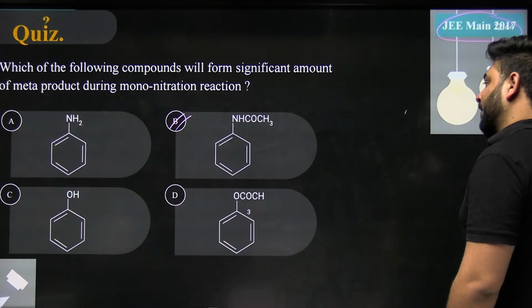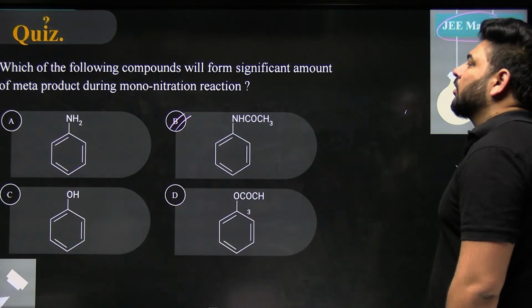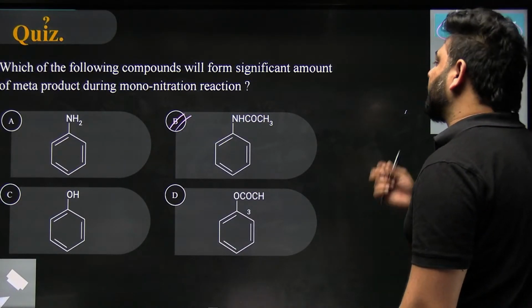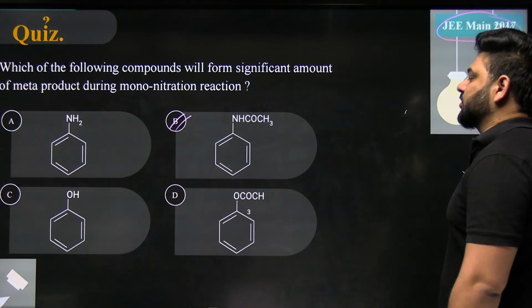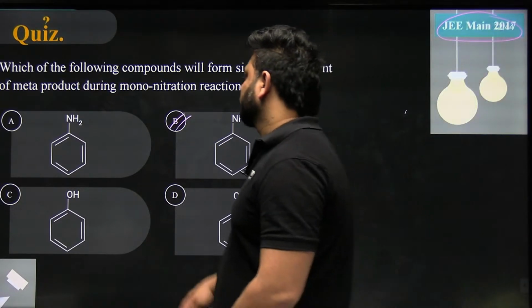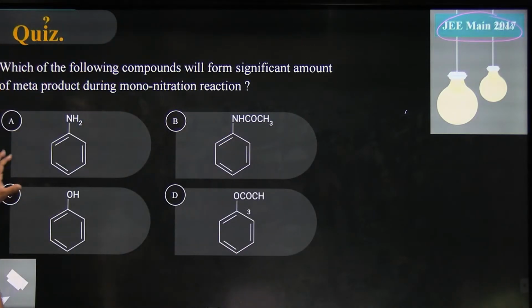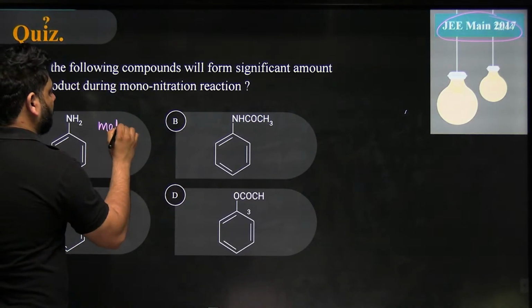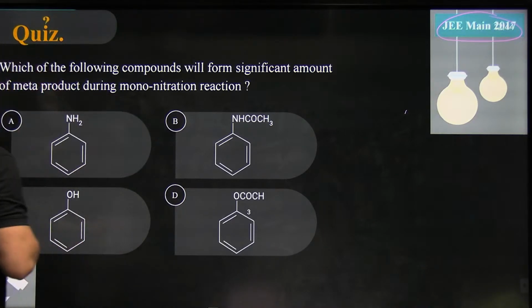Sorry, what did I do here? Which of the following compounds will form a significant amount of meta product on mononitration reaction? Okay. Anyways, this will give you all three. This will give you... Which of the following compounds will form a significant amount of meta product on mononitration?